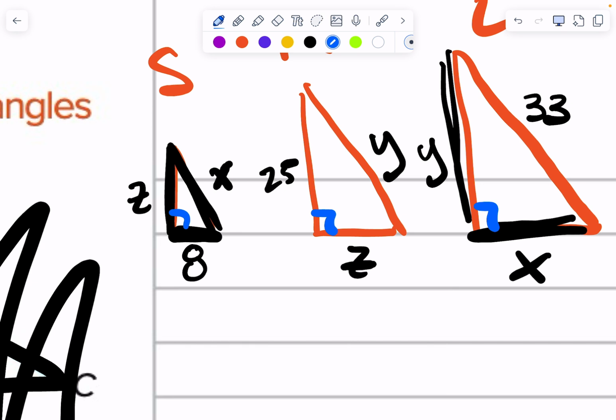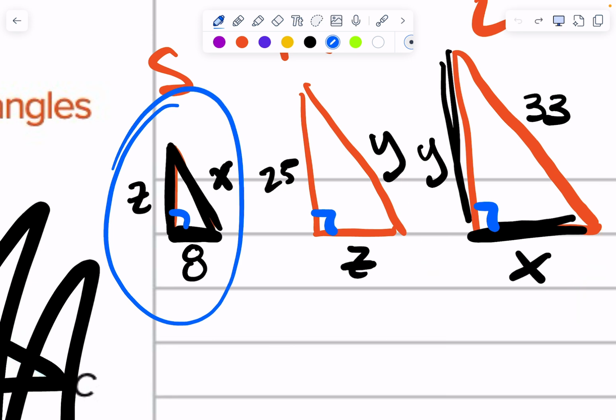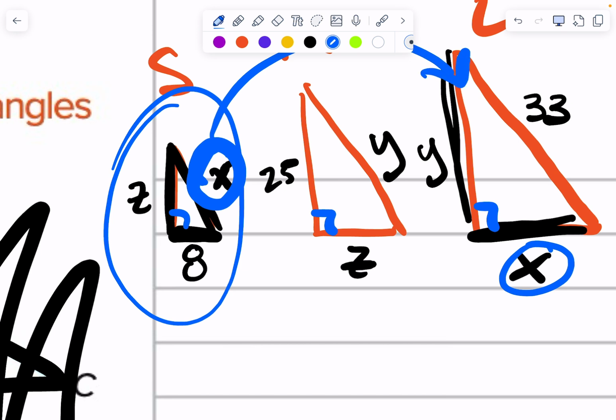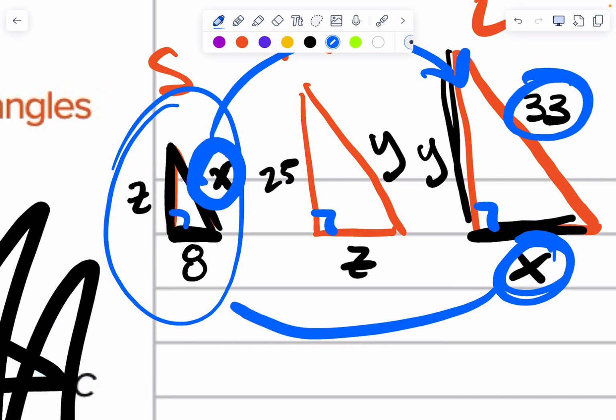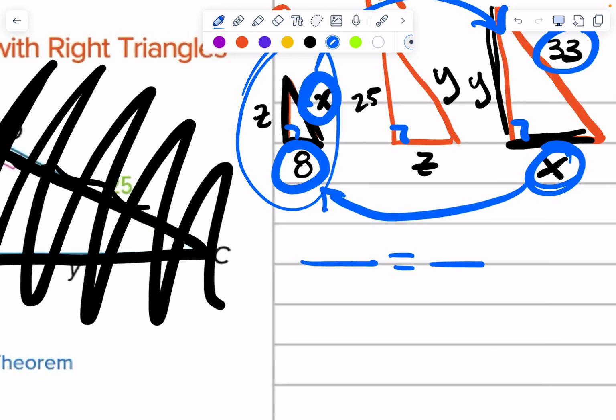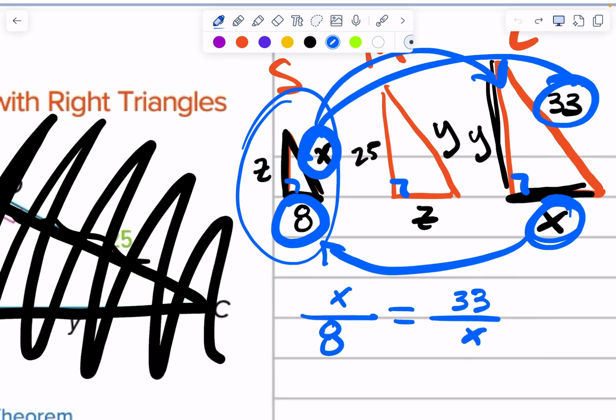If I want to solve for X first, there are 2 triangles that involve X. Which ones? Small and large. I see X here and I see X here. If I use this X, which side do I have to use in the large triangle? 33. If I use this X, which piece do I have to use over here? 8. So I've got to use that to set up my proportions. What over what equals what over what? X over 8 equals 33 over X. You could go X over 33 equals 8 over X, either one. It doesn't matter.